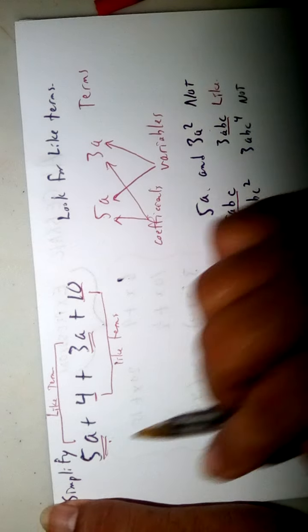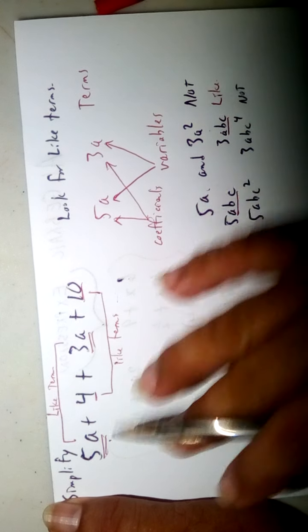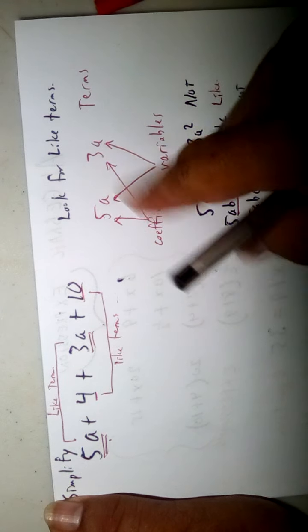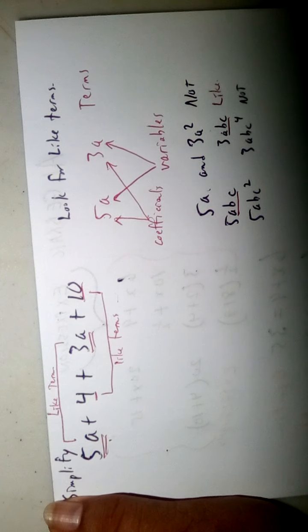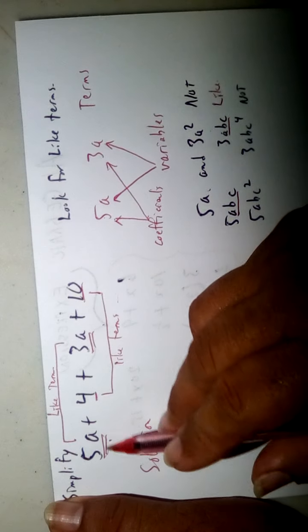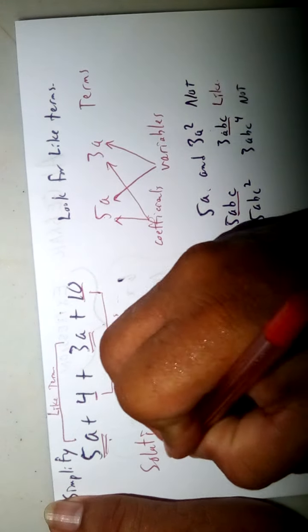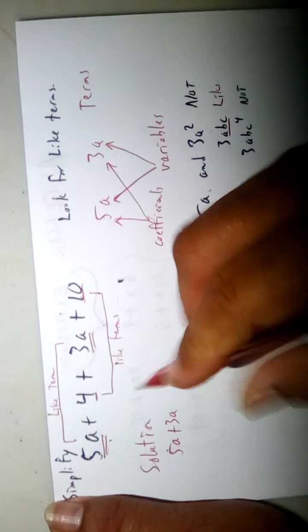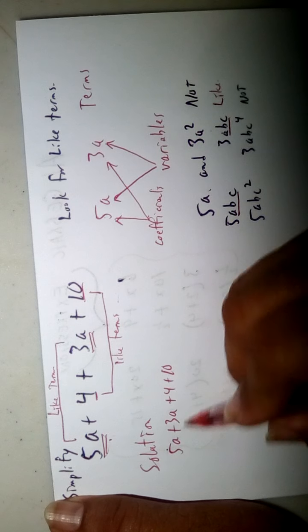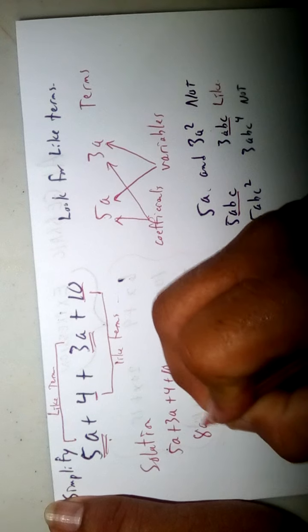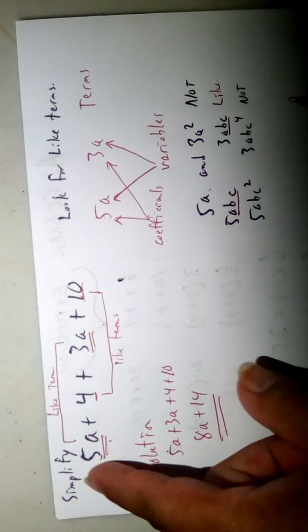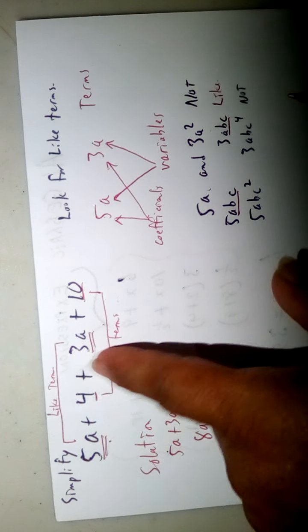So now let's find the solution to this. What I want you to do is group the like terms. We already know what like terms are, so I'm going to do it in red so you can see the solution. I notice that the 5a and 3a are like terms, so I'm going to put 5a plus 3a, and 4 plus 10 are both like terms. I combine these two, and now I end up with 8a plus 14. This is now the solution to the simplification of the algebraic expression.